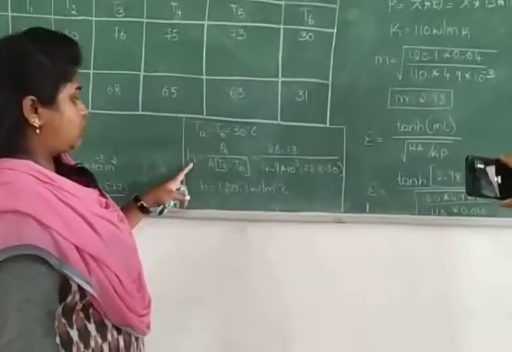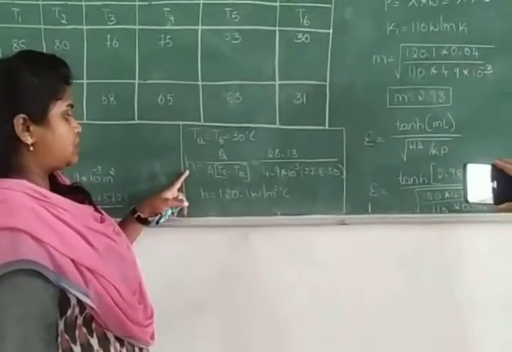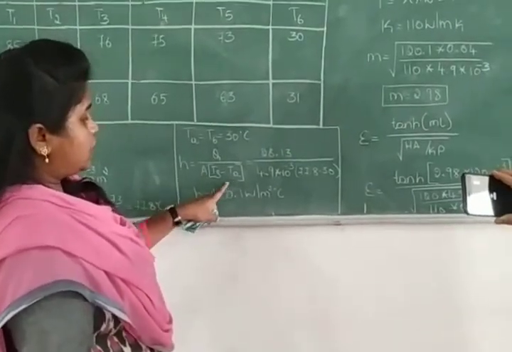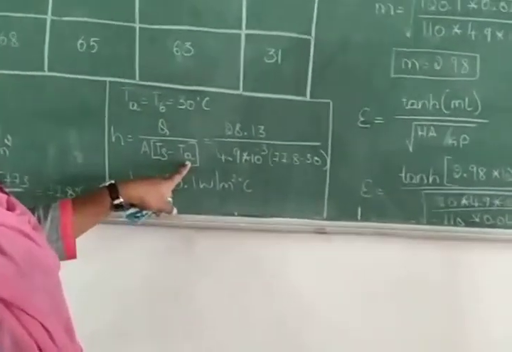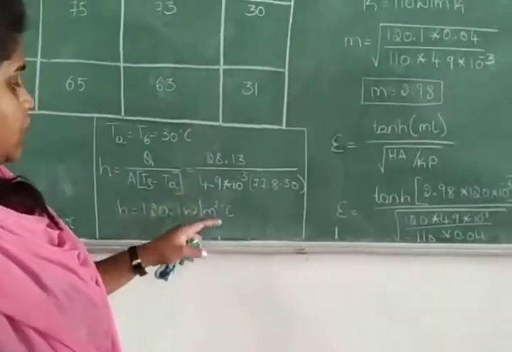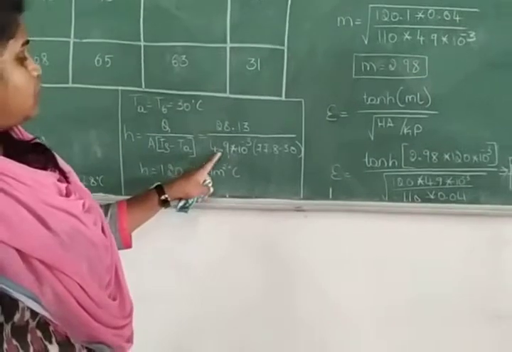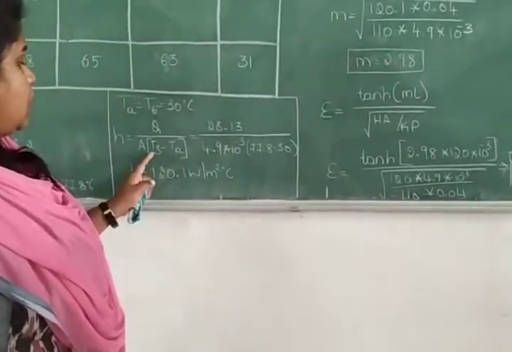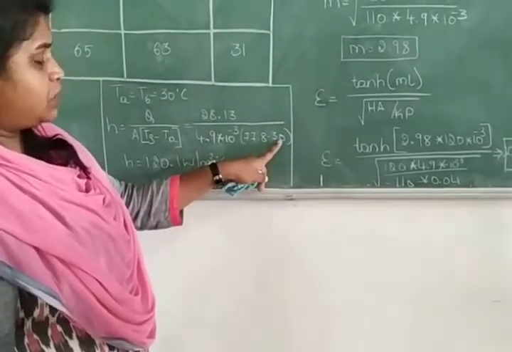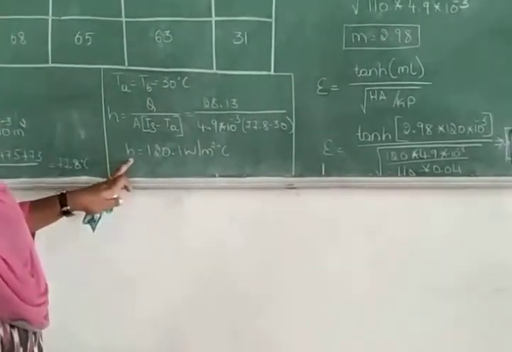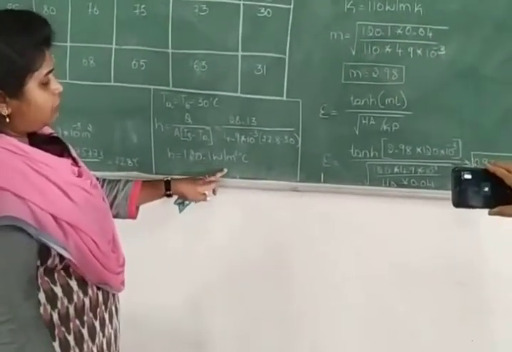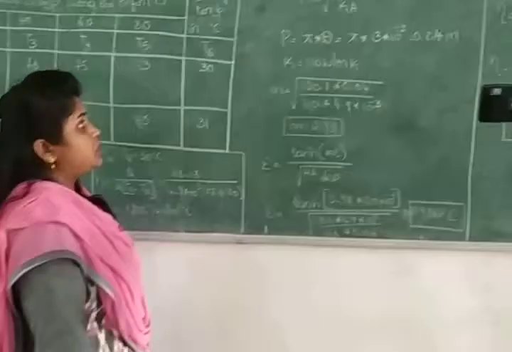So now we need to find out the value of H. H is nothing but the convective heat transfer coefficient. So that is Q divided by A into delta T. Delta T is nothing but surface temperature minus ambient temperature. So Q value we already calculated, it is 28.13, and area we know that it is 4.9 into 10 power minus 3. TS value, surface temperature we got 77.8 minus ambient temperature, it is 30. So the value of convective heat transfer coefficient will be 120.1 watt per meter square degree Celsius. So this is the value of H.